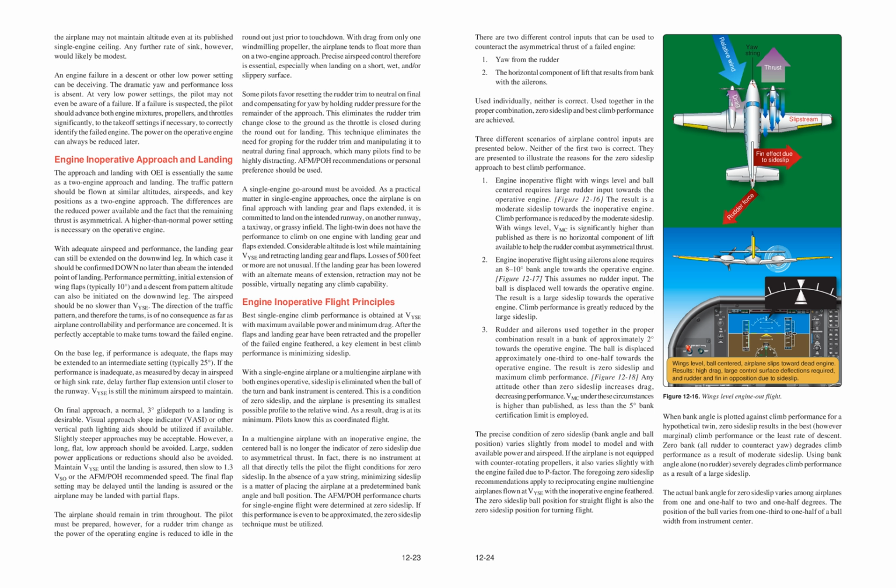12-23. There are two different control inputs that can be used to counteract the asymmetrical thrust of a failed engine. 1. Yaw from the rudder. 2. The horizontal component of lift that results from bank. With the ailerons used individually, neither is correct. Used together in the proper combination, zero side slip and best climb performance are achieved.